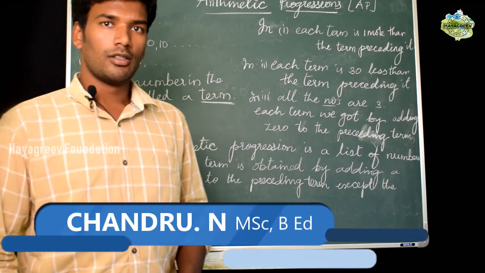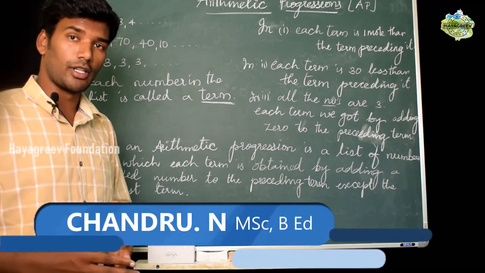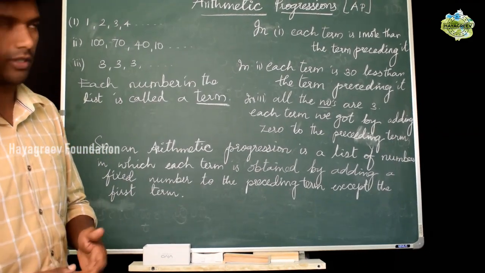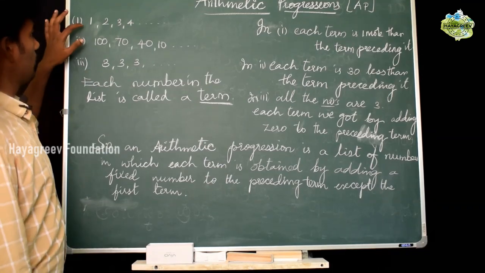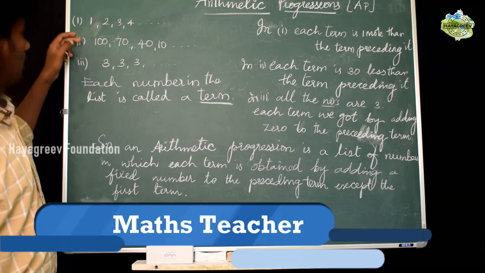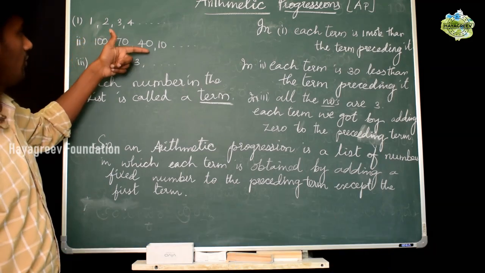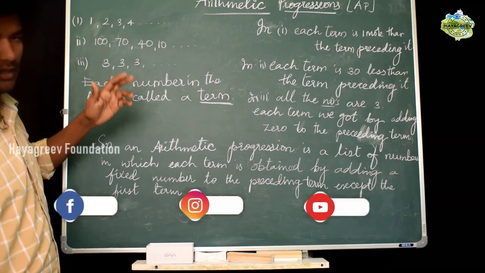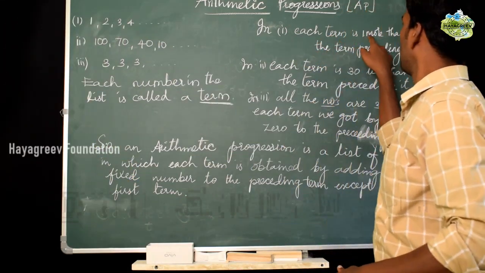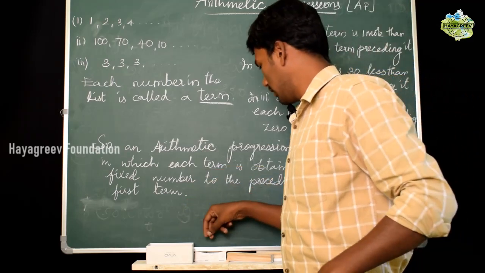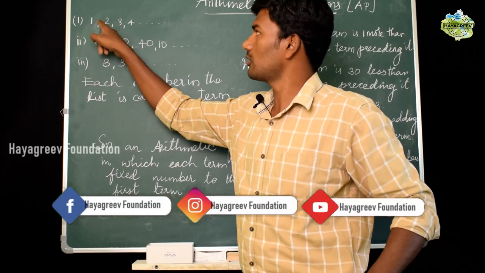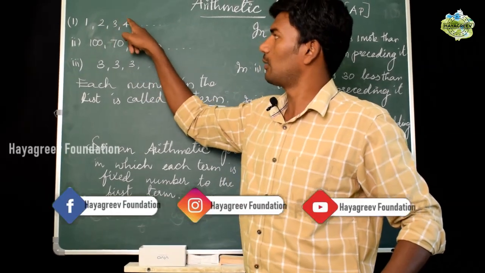So arithmetic progression. Before entering into the lesson, let us see some examples and how they are related to arithmetic progression. Now we have a list of numbers: 1, 2, 3, 4; then the second one: 100, 70, 40, 10; and 3, 3, 3, 3, etc. In case 1, each term is one more than the term preceding it. If you see, 1 plus 1 is 2, 2 plus 1 is 3, 3 plus 1 is 4.